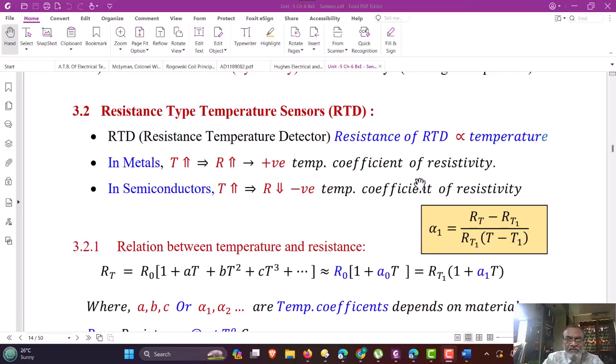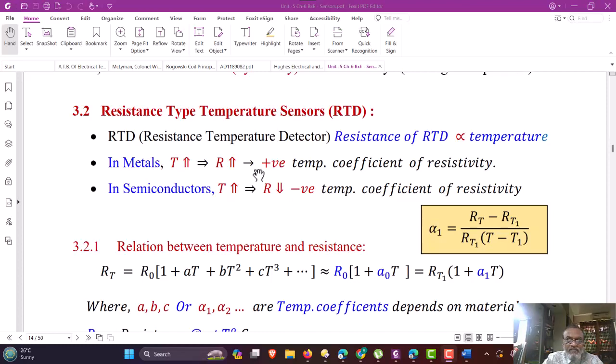RTD, resistance temperature detector. In an RTD, the resistance of a metal wire changes proportionally to temperature. In metals particularly, if the temperature is increased, the resistance of the material increases. Thus, most of the metals have a positive temperature coefficient of resistance. The temperature coefficient is defined as the change in resistance with respect to change in temperature.